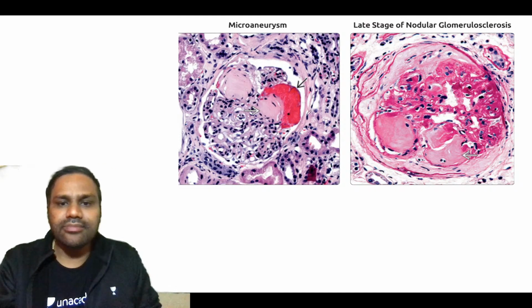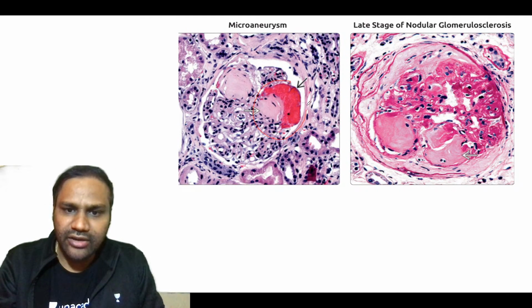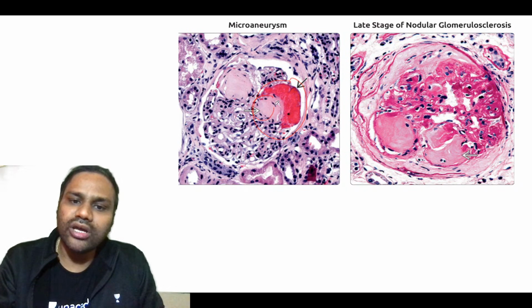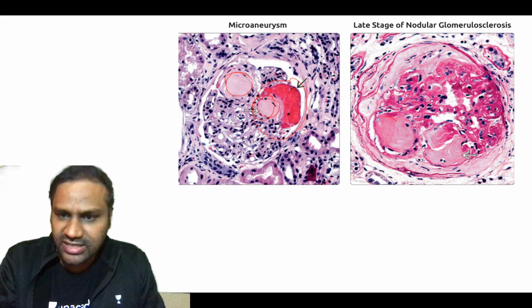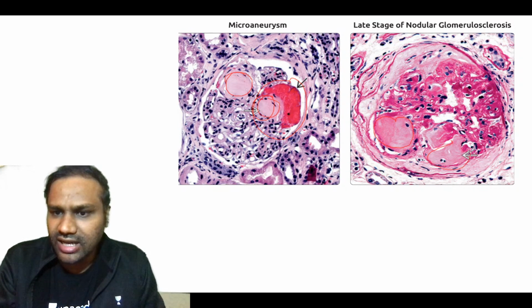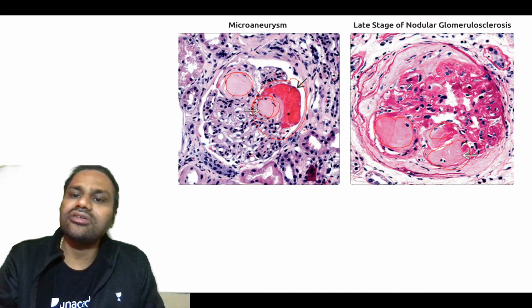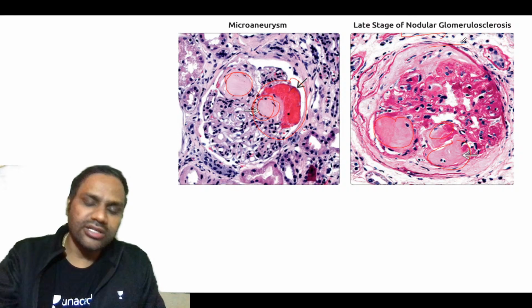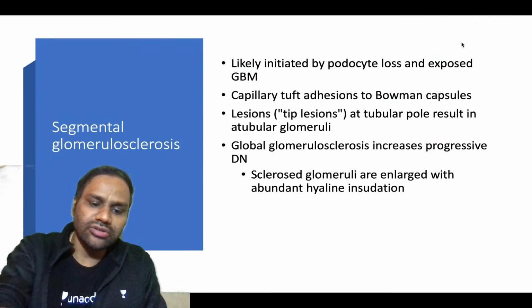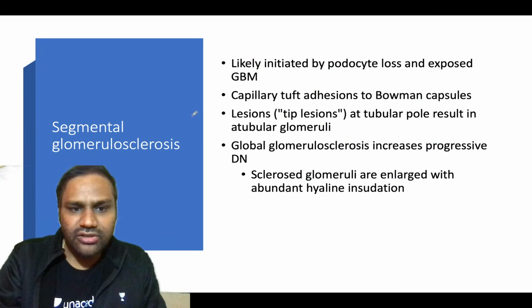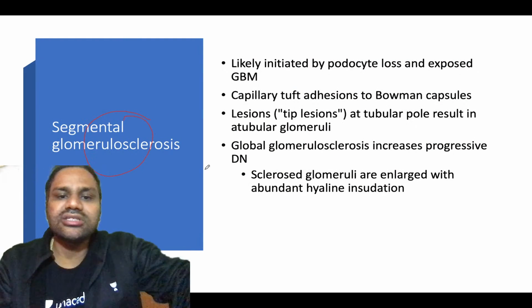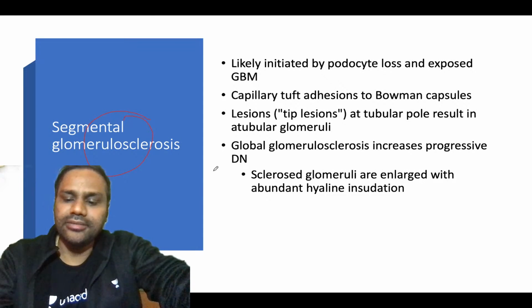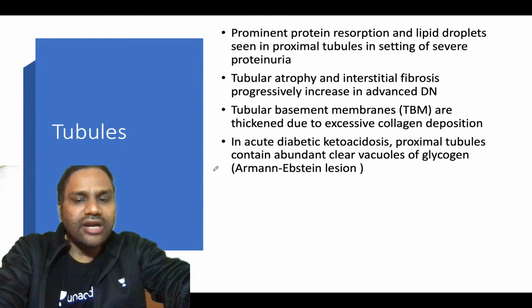So you can see microaneurysm, and this is a nodule. This is Kimmelstiel-Wilson nodule. This is again Kimmelstiel-Wilson nodule. Sclerosis is increasing more and more in case of nodular sclerosis. So late stage nodular sclerosis. There can be segmental sclerosis and late obviously nodular sclerosis in case of diabetic nephropathy. So that was about the glomeruli.